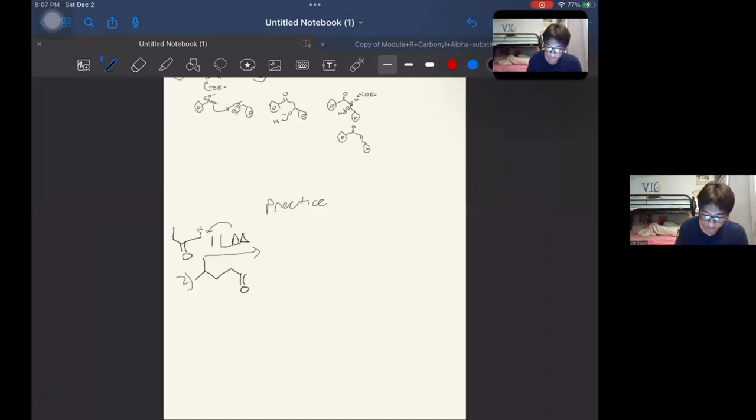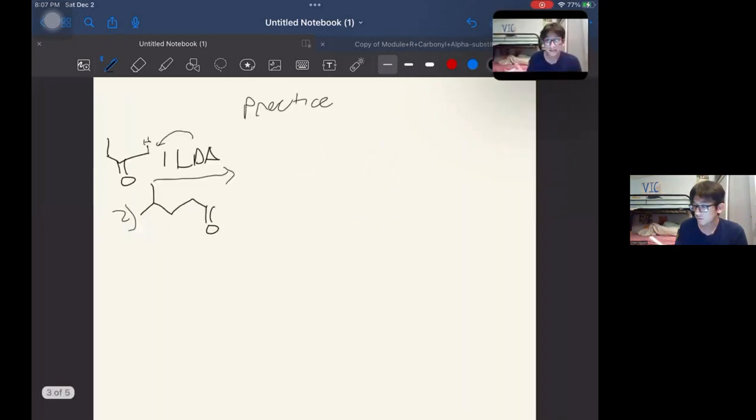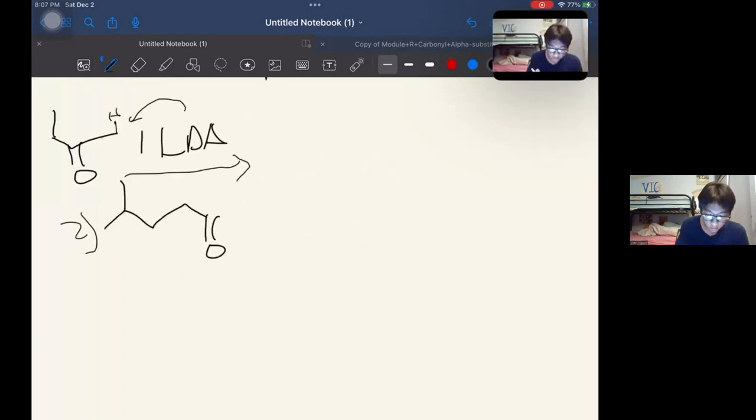While we have some practice, there's another way to make sure that it reacts the way you want. Here, there are 3 possible ways for it to react if there was no LDA. But when it's LDA, it forces it into a certain product. The LDA would pull off the hydrogen at the less substituted side, because LDA is bulky, and it would turn into an enolate like this.